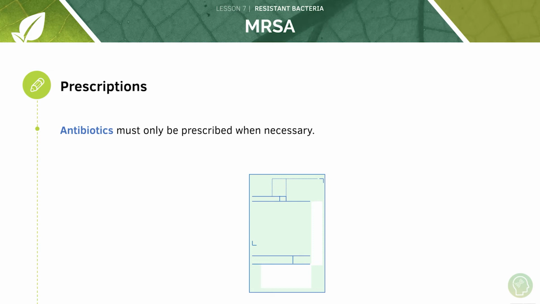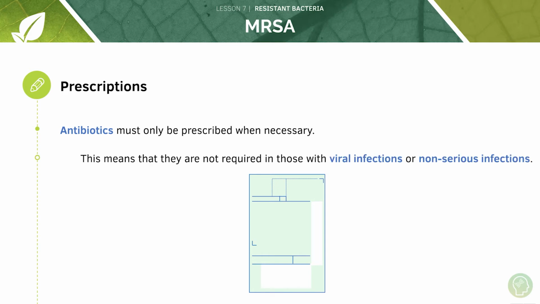So regarding prescriptions, antibiotics must only be prescribed when necessary in order to reduce the rate of resistant strains. This means that they are not required in those with viral infections because that's involving viruses which live inside cells and therefore are going to be unaffected by antibiotics, or non-serious infections. So we must only prescribe them for really serious bacterial infections because antibiotics are only killing bacteria. When prescribed when not necessary, there is an increased risk of mutation of bacteria, causing them to become resistant.